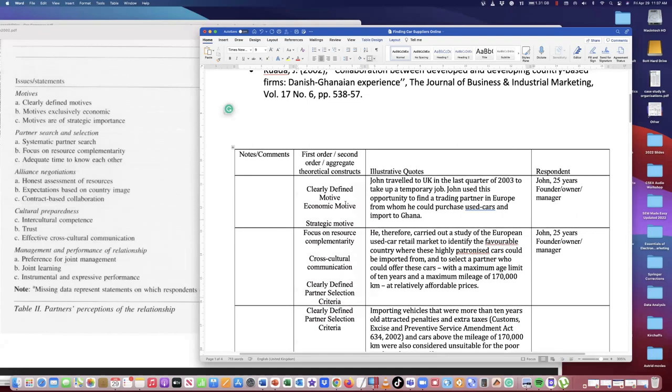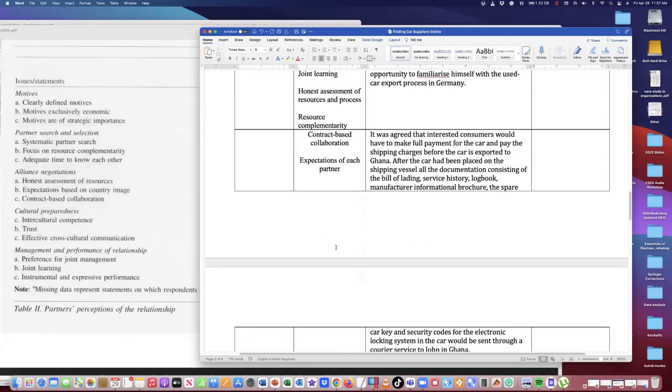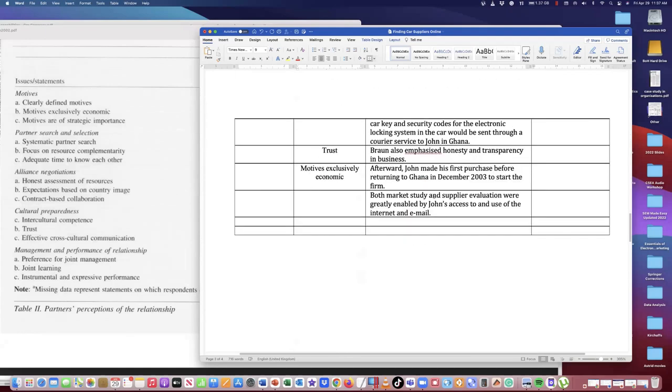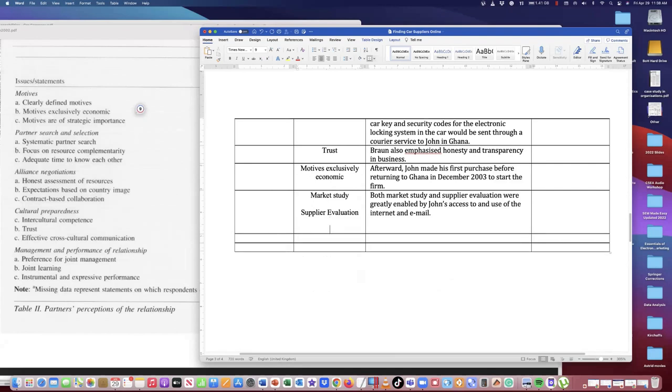Yes. Okay. I think we are true with it. That's right. The last one, both the market study and then supply evaluation. So let's write it. This way, you're seeing market study. It's all part of, what's the name? Supply evaluation. And then use of email and internet.